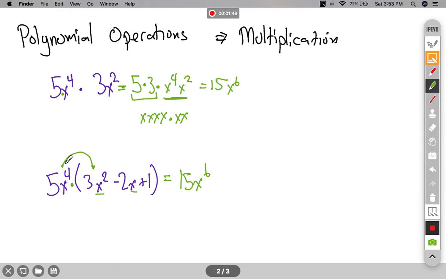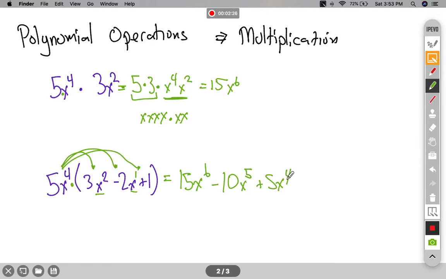Then I also take the 5x to the fourth times the minus 2x. So 5 times a negative 2 is a negative 10. X to the fourth times x is x to the third. We can always put a little 1 up on here and say 4 plus 1 is not 3. So let me correct that. 4 plus 1 is 5. Okay, now we do 5x to the fourth times the 1, and that's just going to be 5x to the fourth.